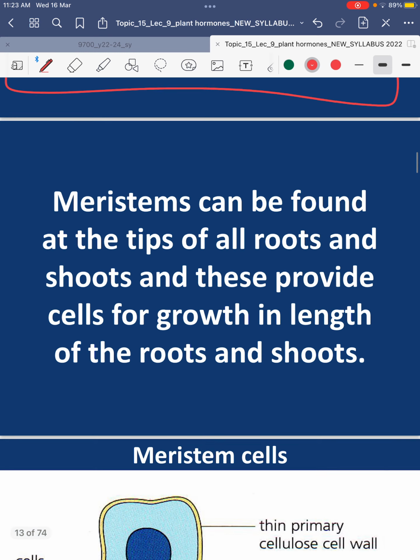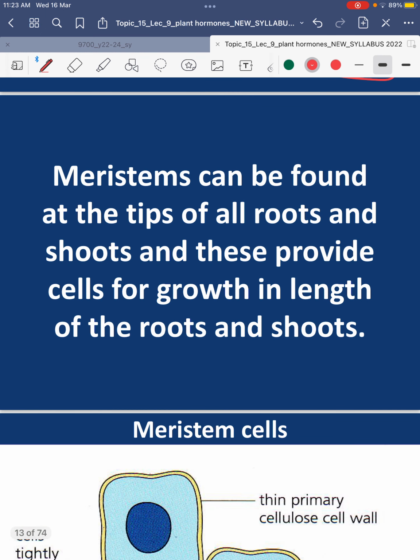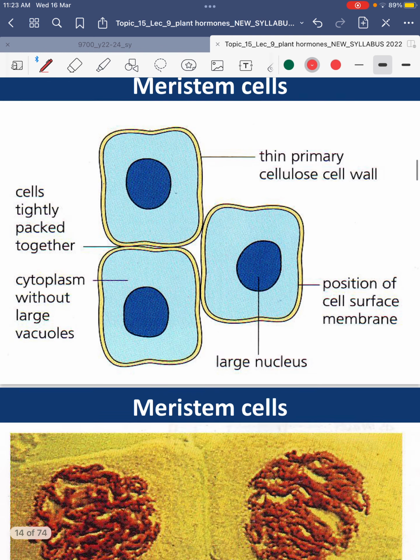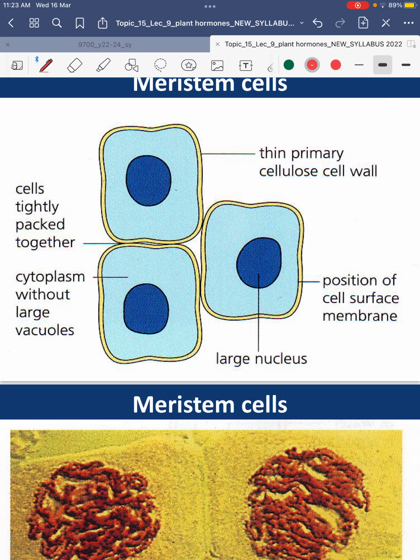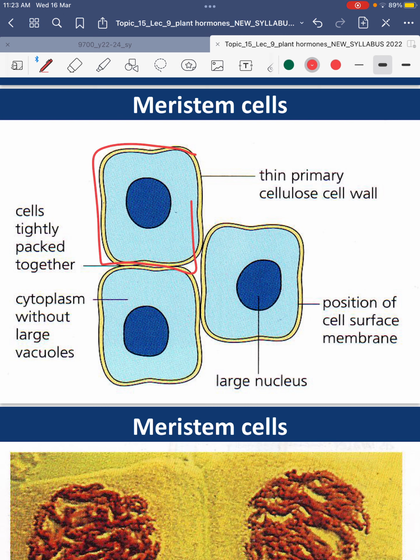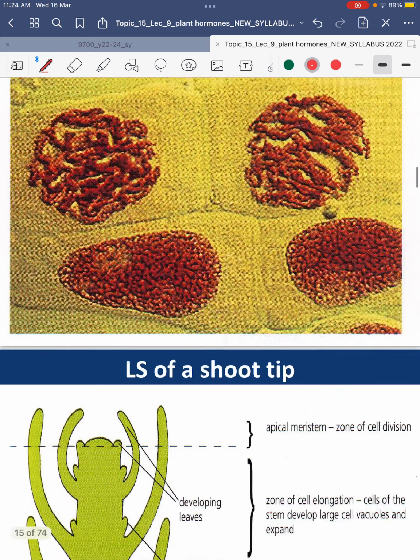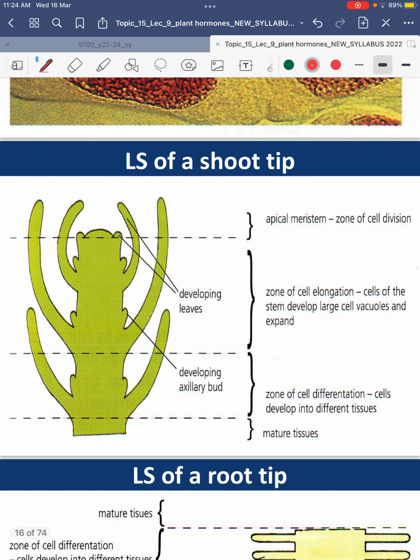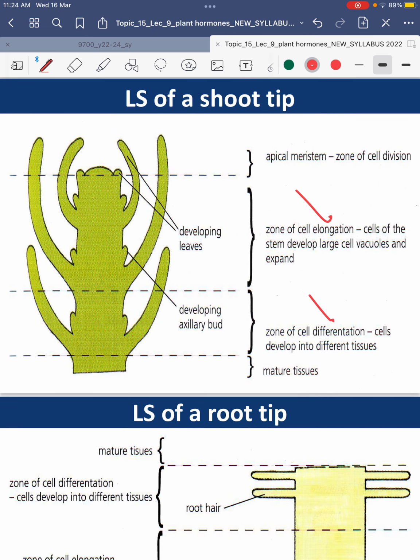Yeah. So meristem found at the tips of root and shoots. Okay, and just a recap from your lower 6 here, the zone of cell division, where the shape is still square, it's not elongated, the cellulose is still in its primary stage. Cytoplasm are without vacuoles. Okay, this is in the zone of cell division, and then elongation, and then differentiation.